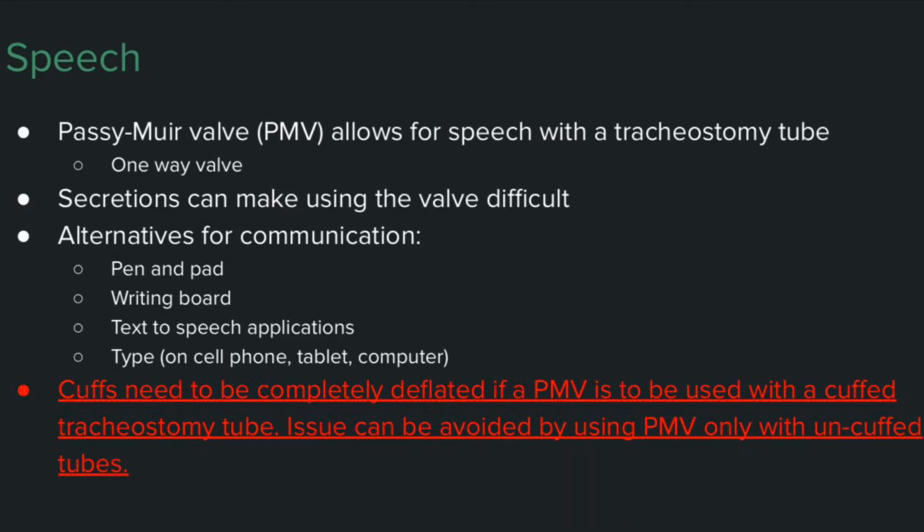Without a PMV, you will have to communicate through other means such as pen and pad, writing board, cell phone typing, or text-to-speech applications. Patients with cuffed tracheostomy tubes are generally recommended to avoid using a PMV, although they can be used when the cuff is down. If the cuff is inflated with a PMV in place, it can lead to dangerous buildup of air in the lungs, and the lungs can become overstretched and develop tears in the lining. This can be life-threatening.